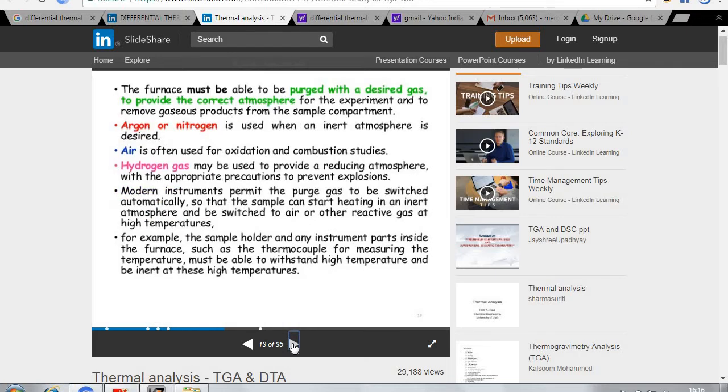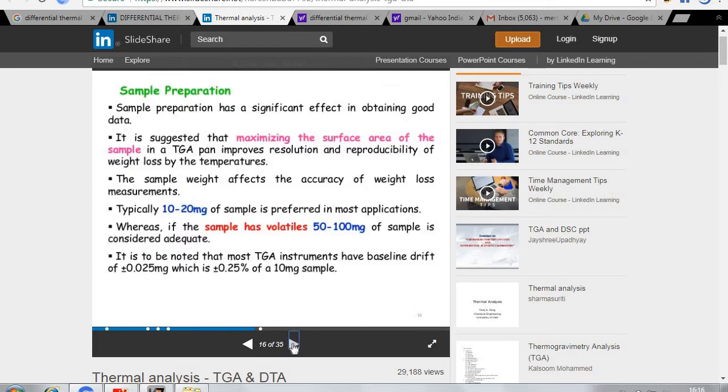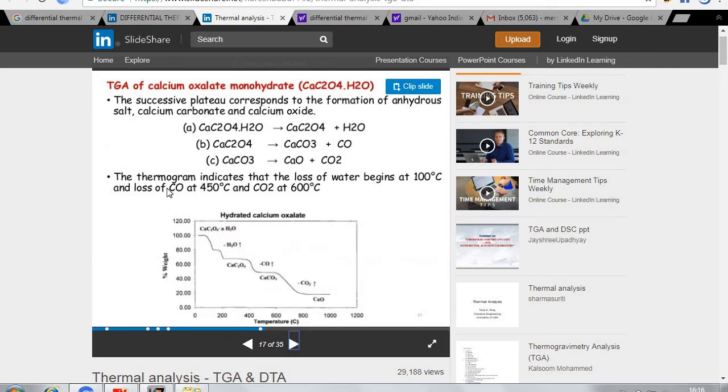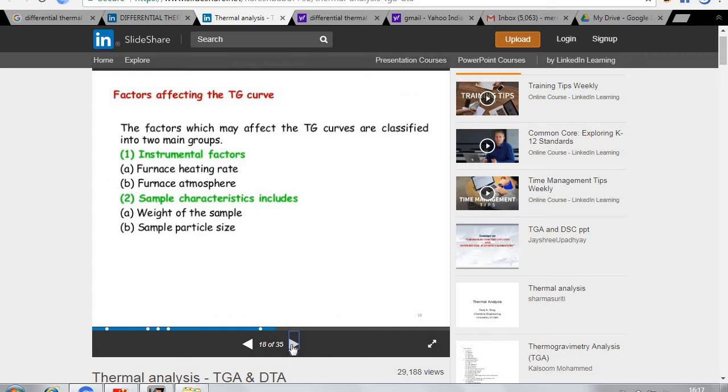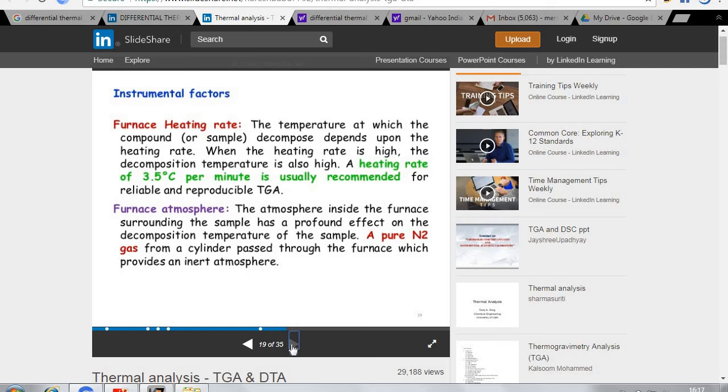There is one more diagram which explains the chemical changes of calcium oxalate. It's a step by step process where at each step one reaction is happening. The first step, a dehydration process, the removal of water molecules, happens at 100 degrees Celsius, and then there is some decarboxylation taking place. At each and every step there will be a weight drop accompanied by some chemical reaction. So this is about the TG curve. We have seen all the factors and everything.